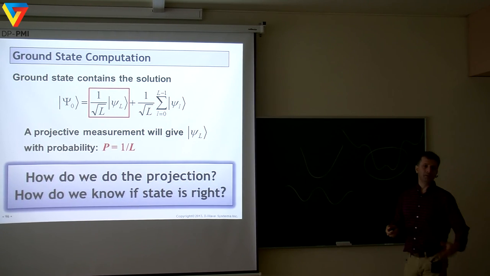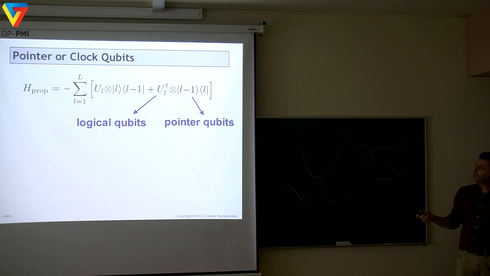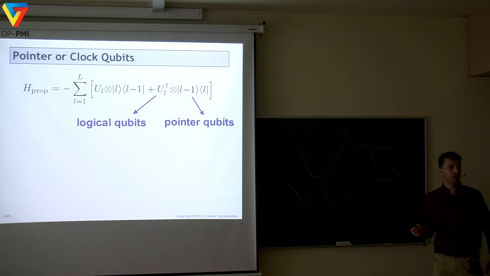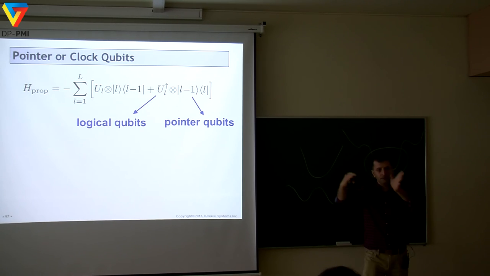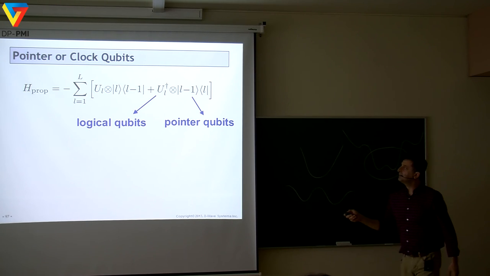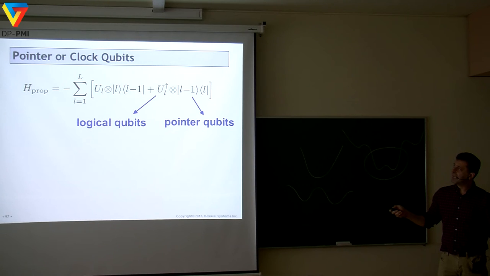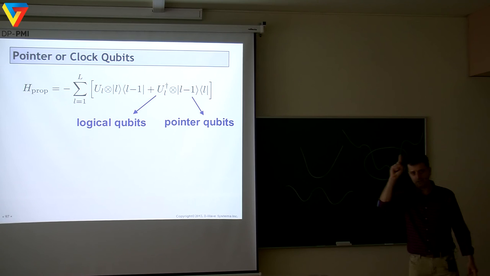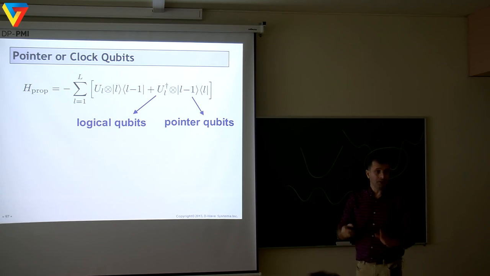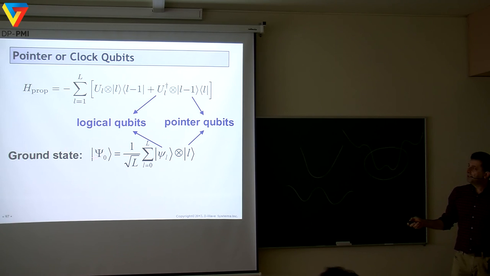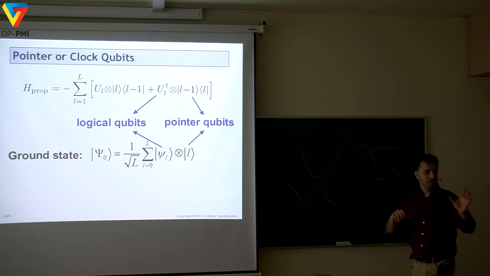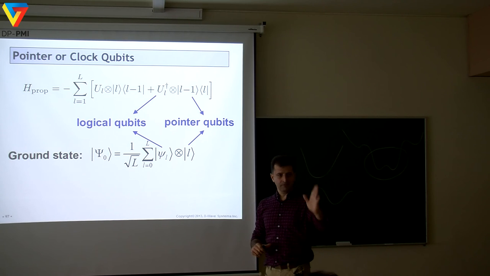All of this can be solved by adding some other qubits. So instead of having U plus U dagger, I add some qubits, called pointer qubits or clock qubits. Now I am entangling my system to some other qubits, in such a way that these qubits have these states L. Every L represents one stage of my computation. If I do a projection measurement on this qubit, then I know that I have measured the right state. My ground state is a superposition of these entangled terms. If I measure and find it is capital L, then I know that my psi L is also psi capital L, therefore it's the solution.